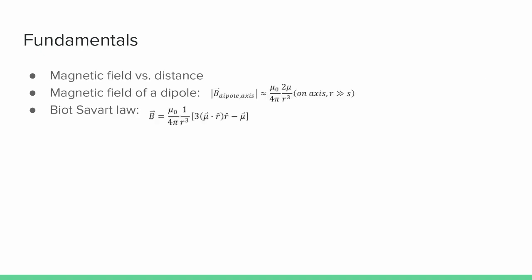The fundamentals of this lab are understanding the relationship between the magnetic field versus distance, that is, the strength of a magnetic field decreases as distance increases. We also need to understand the magnetic field of a dipole equation, shown here, as well as the Biot-Savart law.